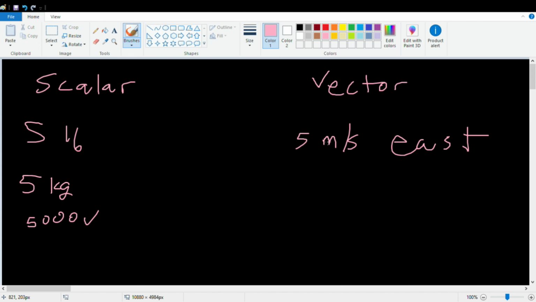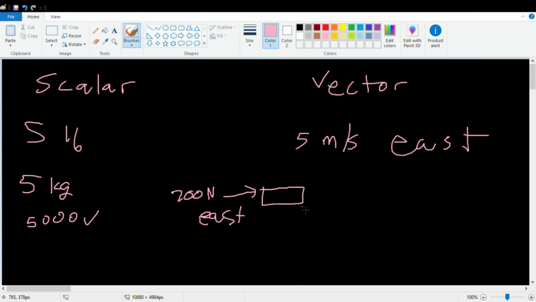So 5 meters a second to the east, or let's say I have a box right here, and I'm pushing it with 200 newtons of force to the east. It's not always going to be east, but I just happen to pick east again. So 200 newtons to the east, or to the right, it doesn't really matter. But now you get the point with the direction.